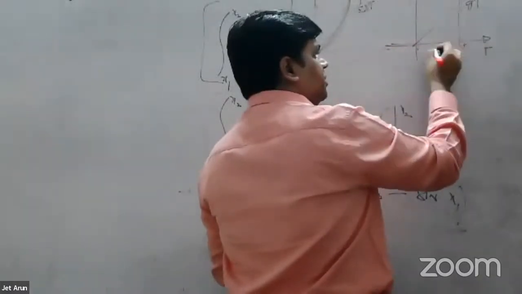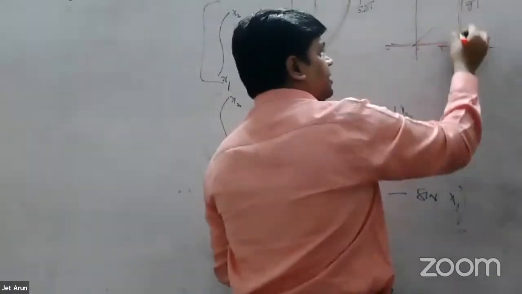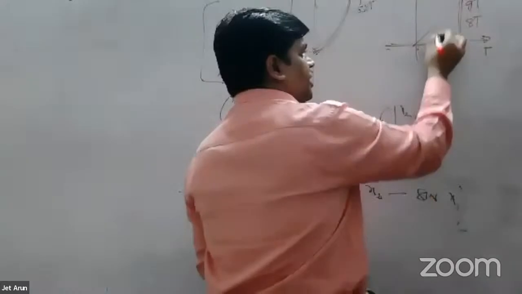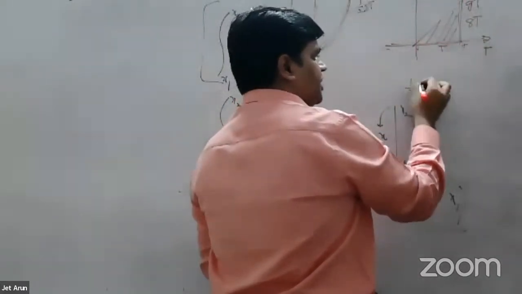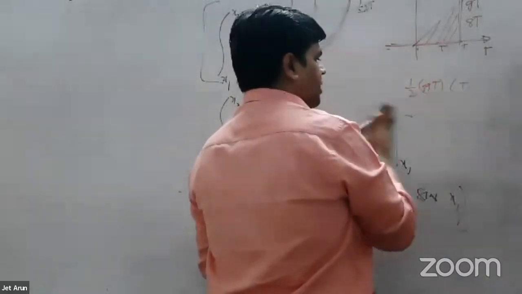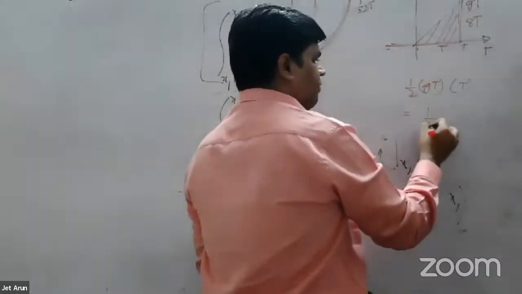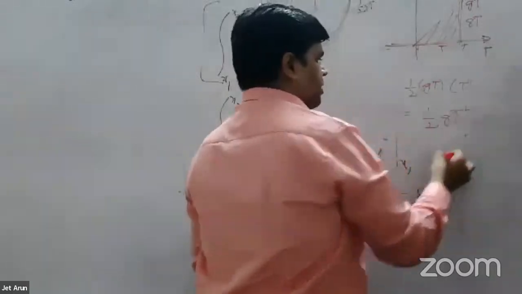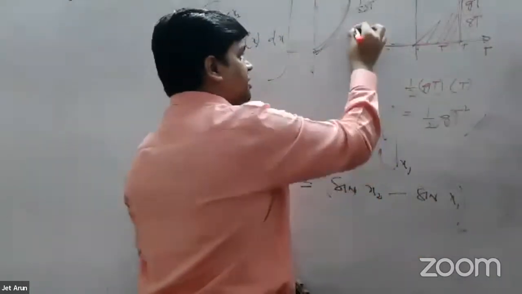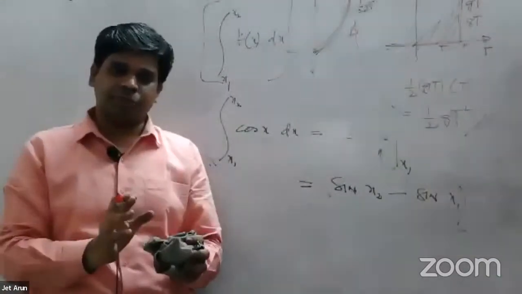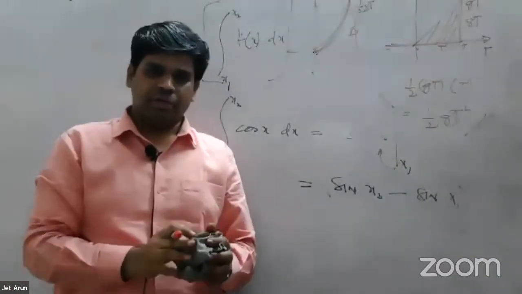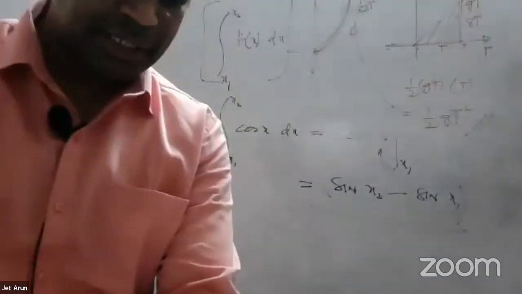Let's say I've got t. So this interval is t and this is gt. So area would be half gt, height into base into t, which is nothing but half gt square. So I got this information from this graph. So any graph will give you the whole information of the motion or phenomena. All I have to do is extract the information.